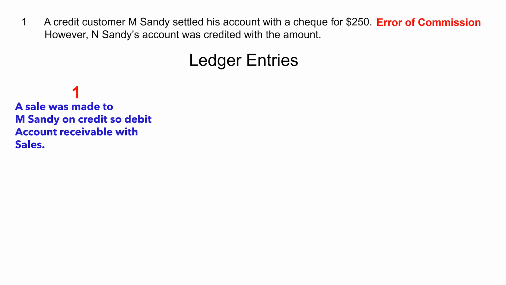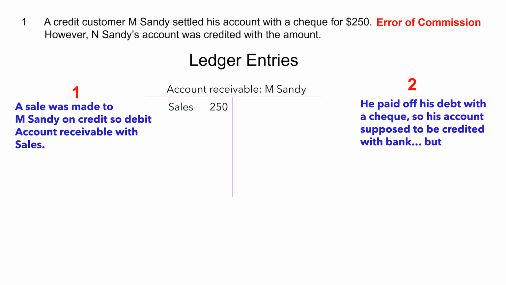1. A sale was made to M. Sandy on credit, so debit accounts receivable with sales. 2. He paid off his debt with a check, so his account was supposed to be credited with bank, but 3. Another account, N. Sandy, was credited with the payment.